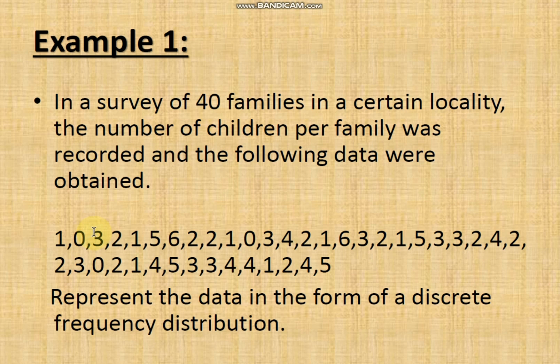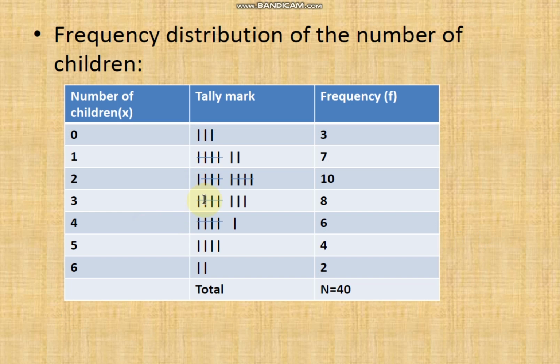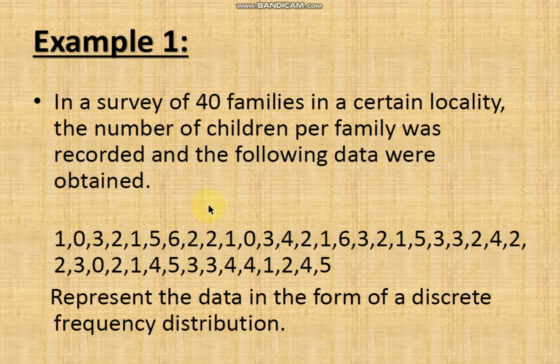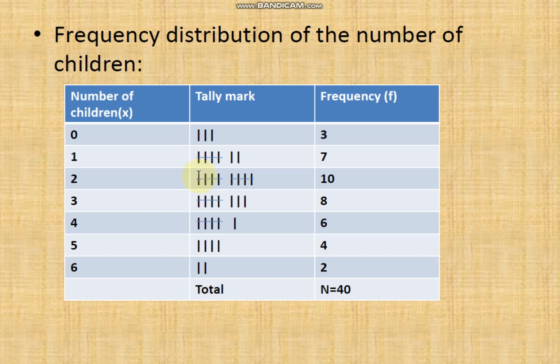Next, there is again 3. In front of 3, strike 1. Again, after 3, there is 2. So in front of 2, strike one tally here. Like this, you have to strike tallies. Once 4 strikes are over, for the 5th strike, you put it like this. So this represents a set of 5 values.